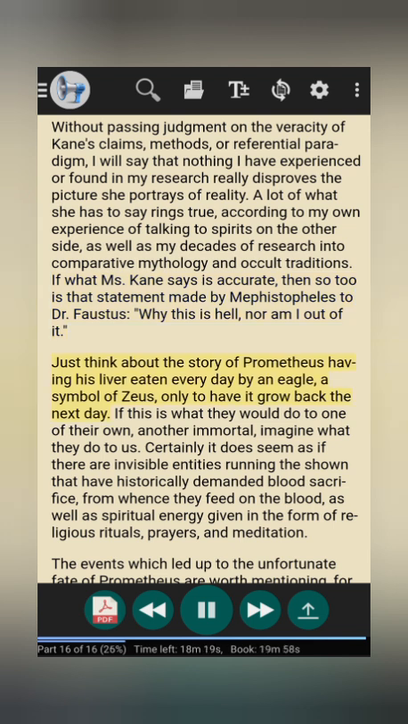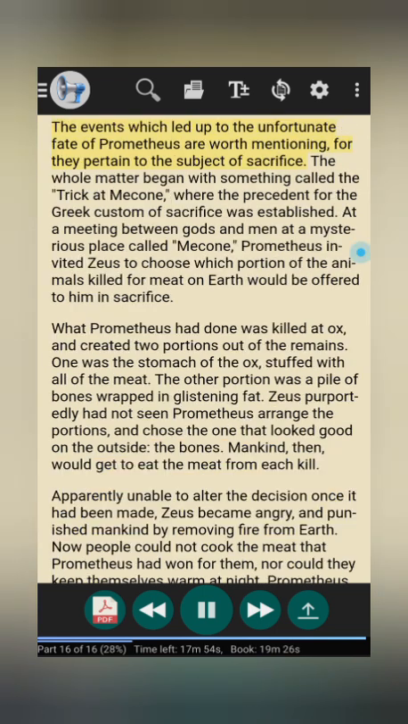Just think about the story of Prometheus having his liver eaten every day by an eagle, a symbol of Zeus, only to have it grow back the next day. If this is what they would do to one of their own, another immortal, imagine what they do to us. Certainly it does seem as if there are invisible entities running the show that have historically demanded blood sacrifice, from whence they feed on the blood, as well as spiritual energy given in the form of religious rituals, prayers, and meditation.